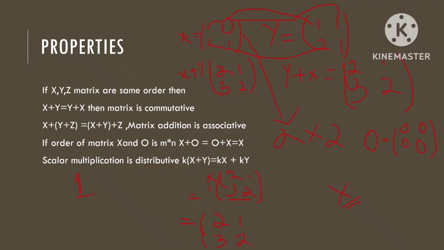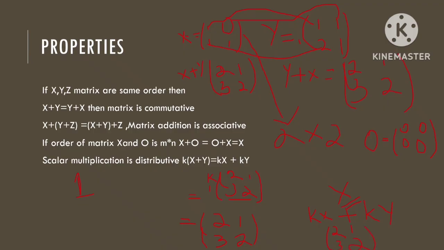Now I'm taking scalar 1 and multiplying the x matrix with 1. It's going to give the same as x, 1, 0, 1, 1. I'm multiplying the y matrix 1, 1, 2, 1 with scalar 1, and I'm going to get the same 1, 1, 2, 1. So kx and x are the same, and ky and y are the same, because I'm taking 1 as a scalar. Now after adding, I'm going to get 2, 1, 3, 2.